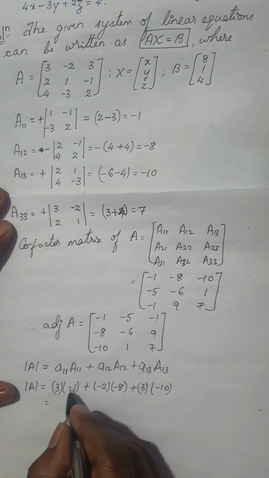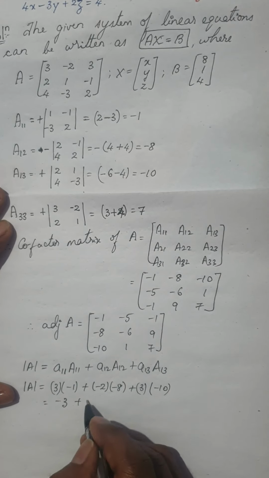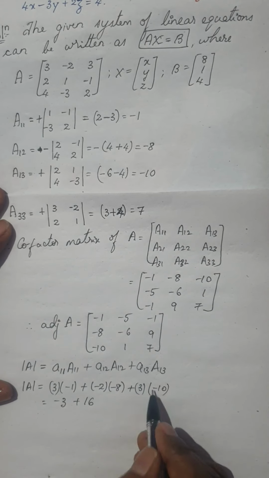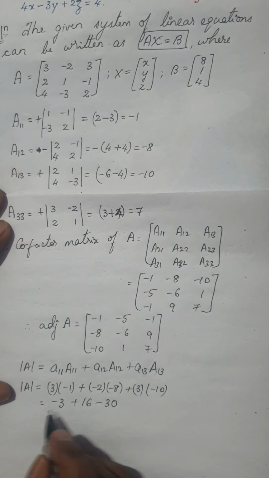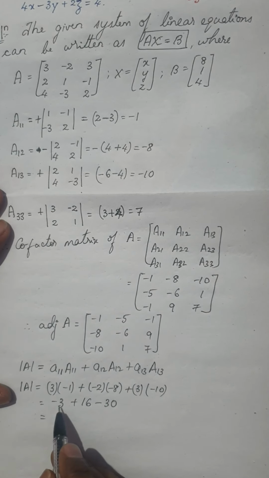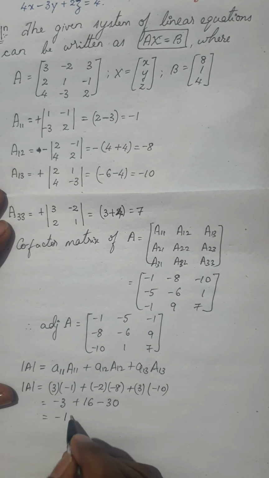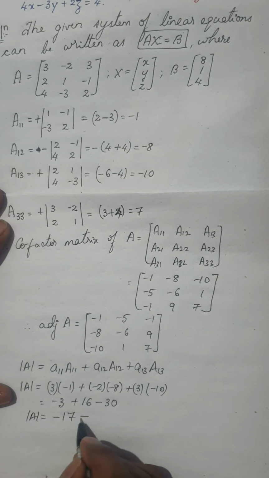determinant again. So this is nothing but 3 into minus 1 is minus 3 plus 2 8s are 16, because minus of minus becomes plus. Now plus into minus becomes minus, 10 into 3 is 30. Okay, now minus 3 minus 30 becomes minus 33. Minus 33 plus 16 will be minus 17. So I got determinant of A is minus 17.